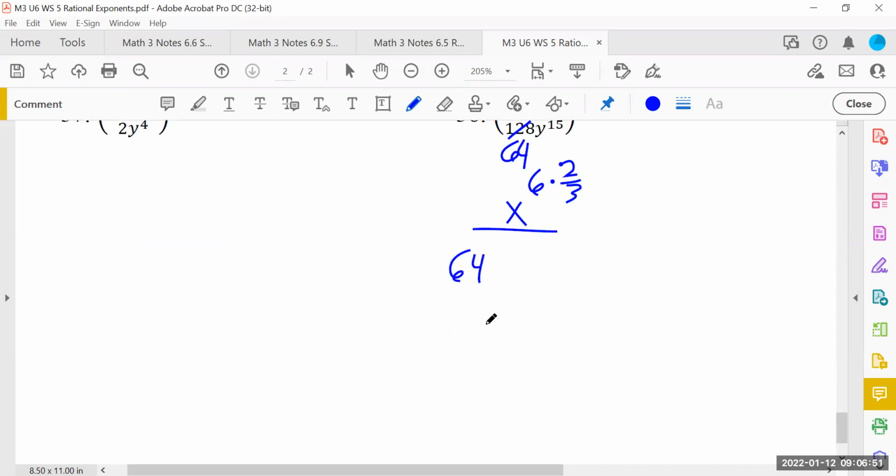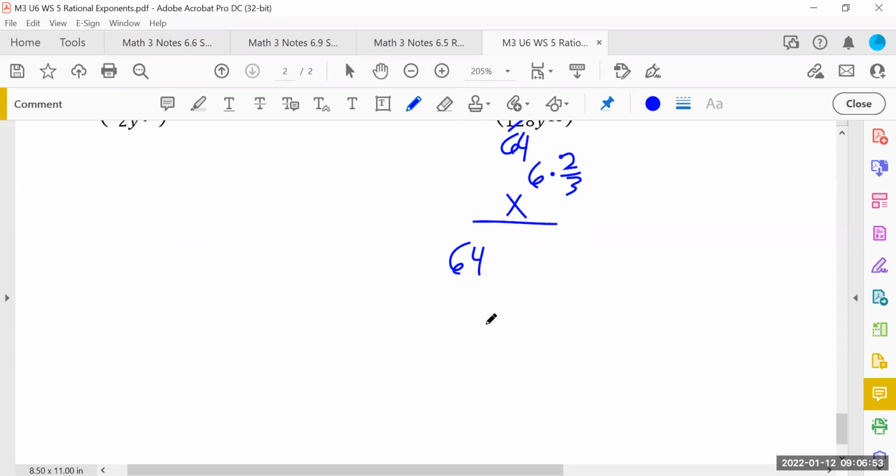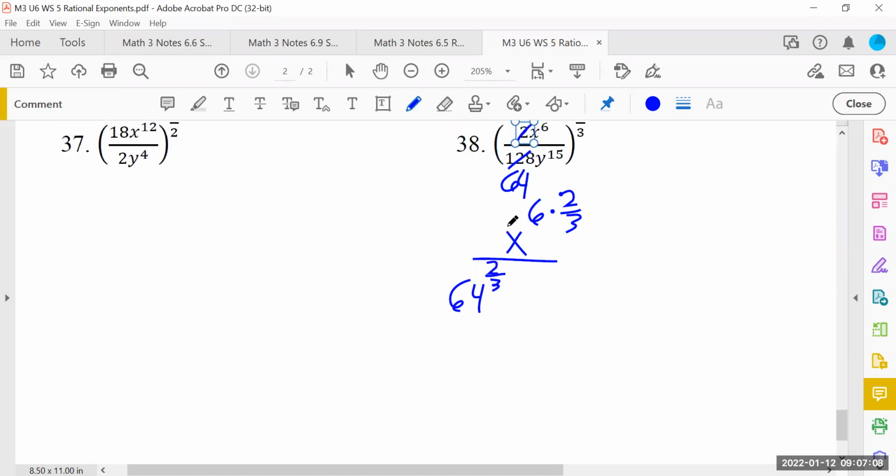here's the problem, and I'm catching some of you doing this. Do not multiply the 64 by 2/3. The 64 is not an exponent, so it doesn't get multiplied by that exponent of 2/3. It gets raised to the 2/3 power. And then the y, it has an exponent 15, that gets multiplied by 2/3. Does that make sense to everybody?